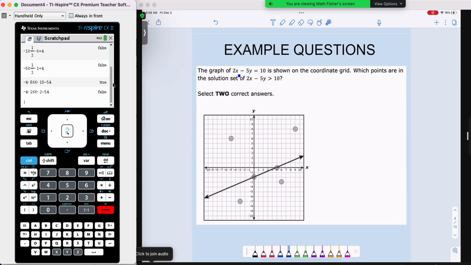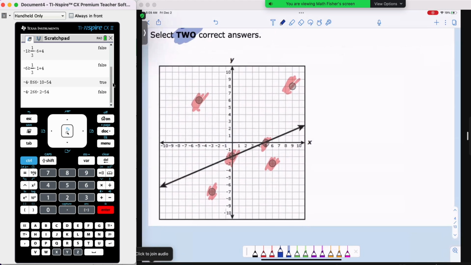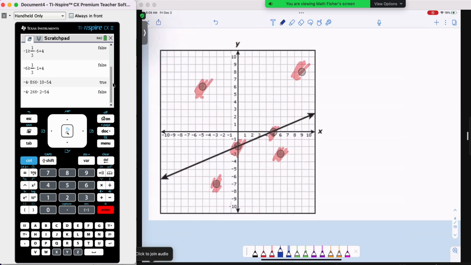So example question 3. The graph of 2x minus 5y equals 10 is shown on the coordinate grid. Which points are in the solution set of 2x minus 5y greater than 10? Select 2 correct answers. In this case, I have 6 answer choices, and I'm selecting 2 correct answers. So what I need to do first is go through and label these points. Remember, x first and then y.